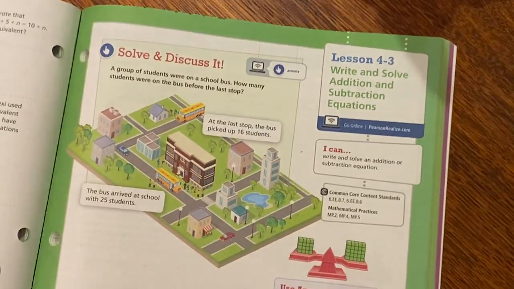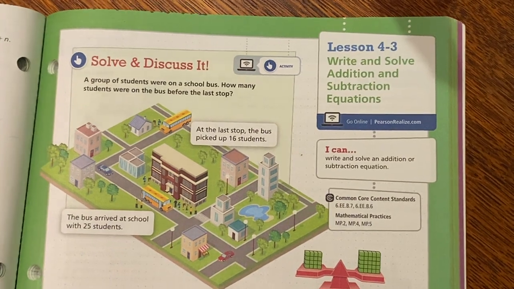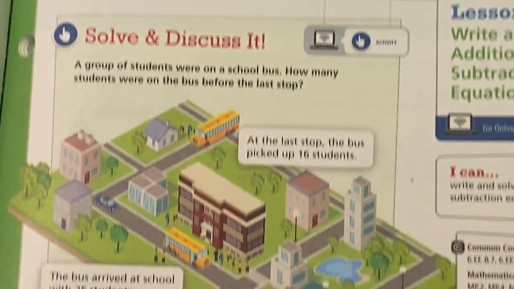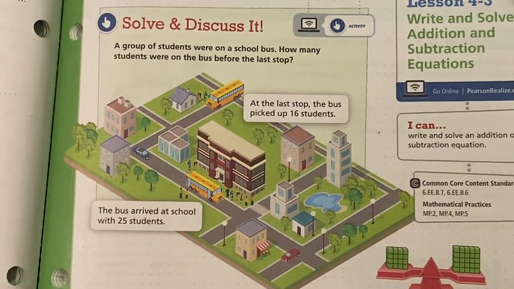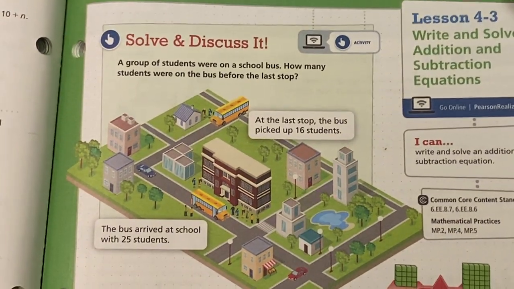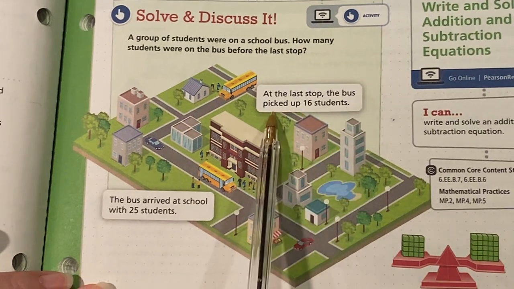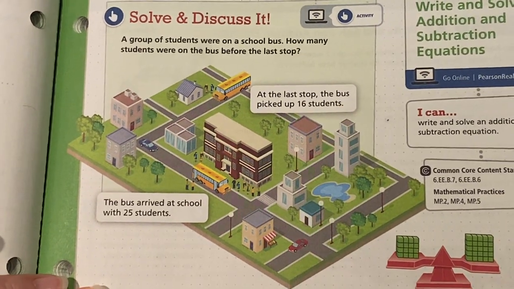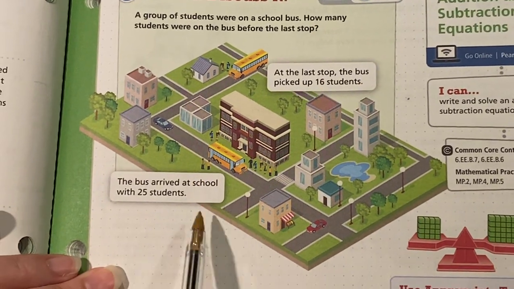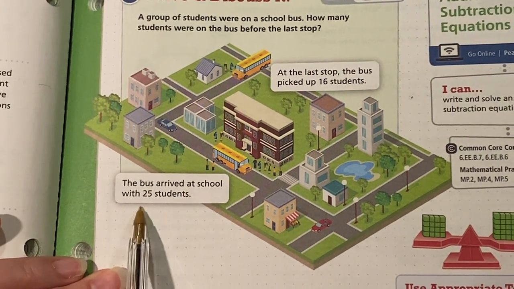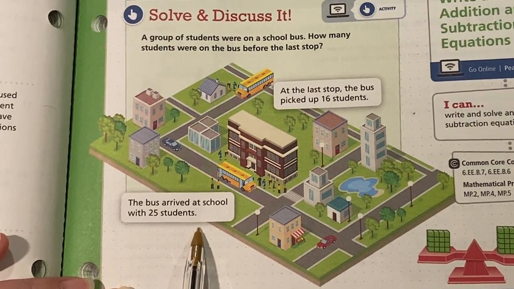So we've got our word problem here. A group of students were on a school bus. How many students were on the bus before the last stop? Now, what information did they give us? Well, we know that at the last stop, the bus picked up 16 students. And we also know that the bus arrived at school with 25 students.